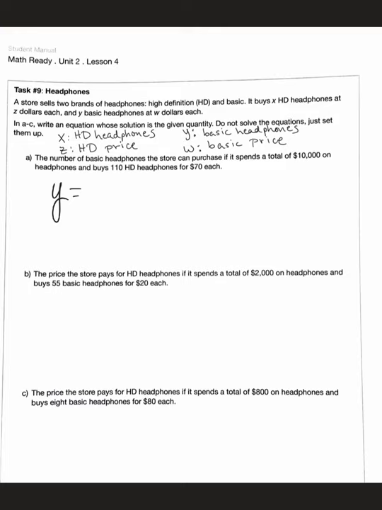So, it said they spent a total of $10,000. But out of that $10,000, some was for 110 HD headphones at $70 each. So before you can know how many basics you can buy, you've got to see how much is left when 110 was spent on HD ones. So let's do the math.